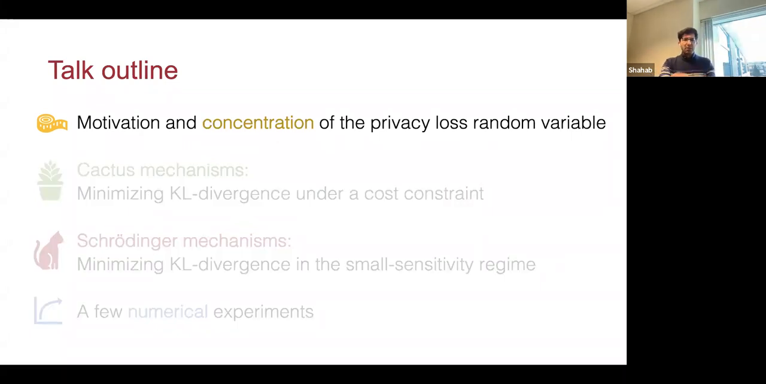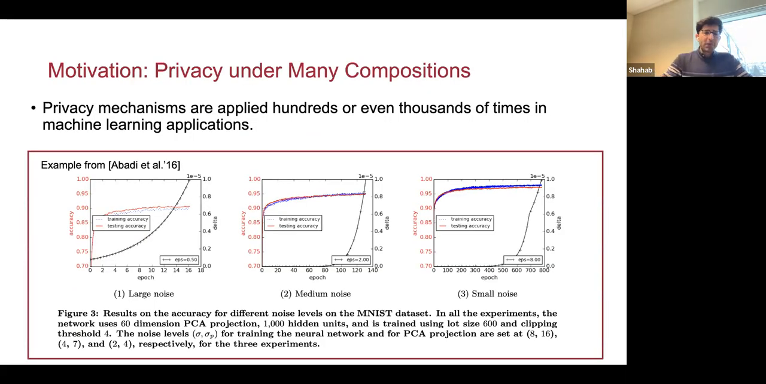Okay, so now let's jump to the first part, motivation and concentration. The motivation is very simple. Why do we have to care about the large composition regime? It's because differential privacy is now being increasingly applied and integrated into machine learning. And we all know that machine learning algorithms are iterative, and you have to iterate the algorithm many, many times in order to have a decent accuracy level.